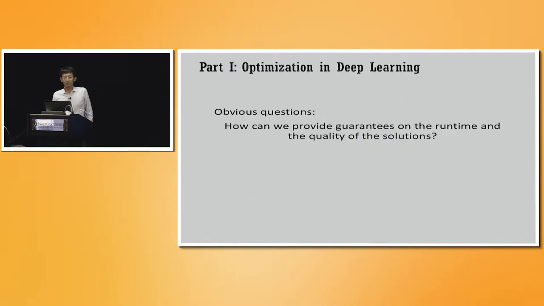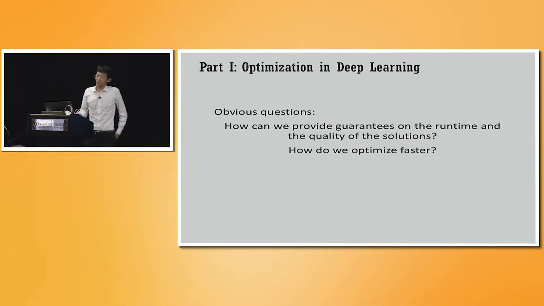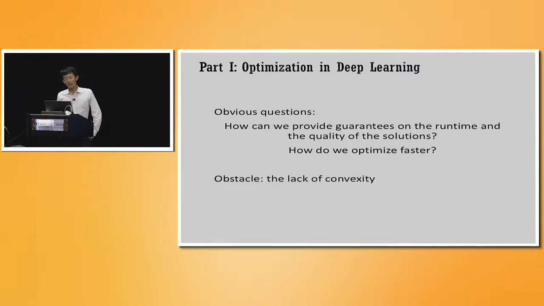All right. So the first part of the talk is about optimization in deep learning. The obvious questions about optimization are how can we provide guarantees on the runtime and the quality of the solutions, and how do we optimize better? The obvious obstacle in deep learning is that we don't have convexity. This causes a lot of trouble because there are a lot of intractability results. Finding a global minimum of a general non-convex function is NP-hard, and so on.